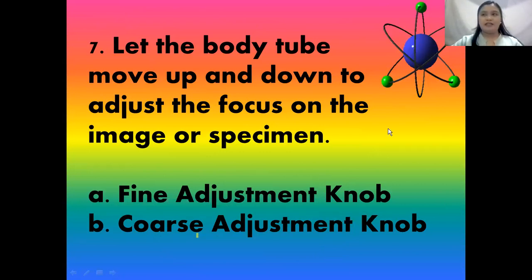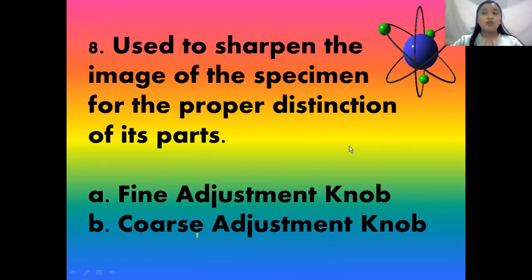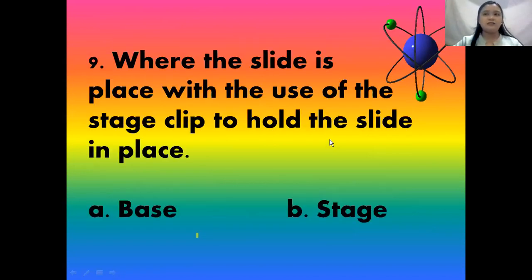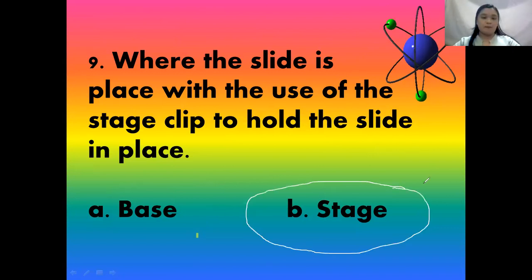All right, next. Number 8. Used to sharpen the image of the specimen for the proper distinction of its parts. A or B? It's letter A, fine adjustment knob. Next, number 9, where the slide is placed with the use of the stage clip to hold the slide in place. Is it A, base, or B, stage? The correct answer is B, stage.